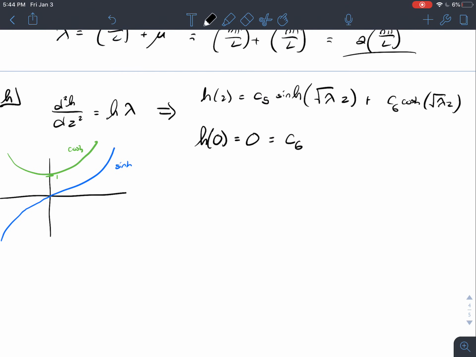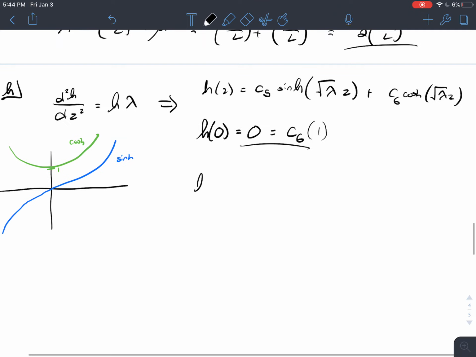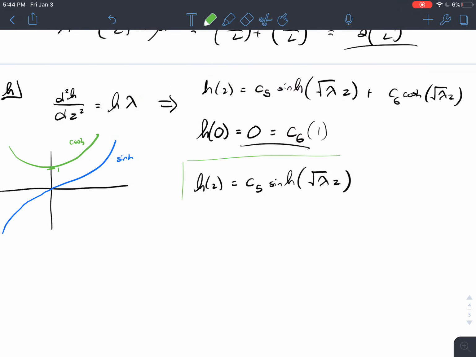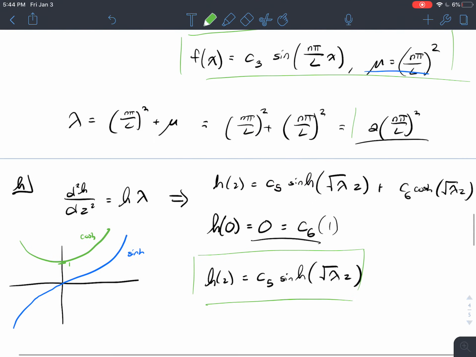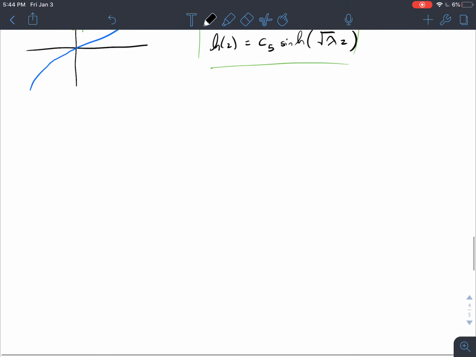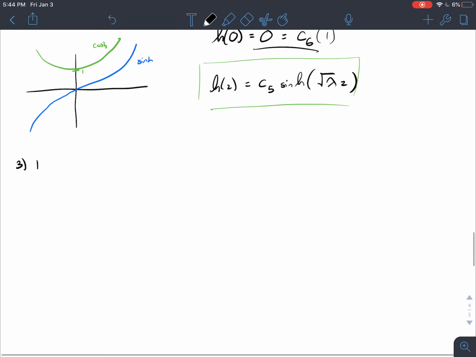So that means at 0, sinh is 0, so therefore C6, cosh at 0 is 1, so C6 is equal to 0. Right, so then our h of z function looks something like this, where our lambda is given right above here. Cool. So now, step 3 is to put them all together.